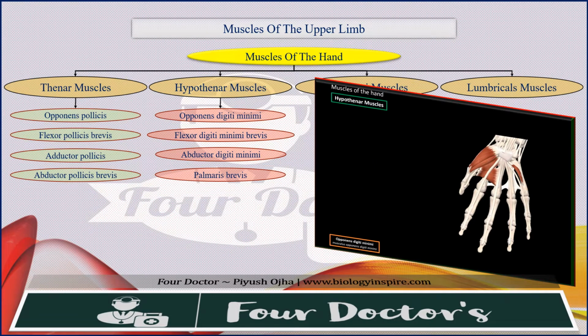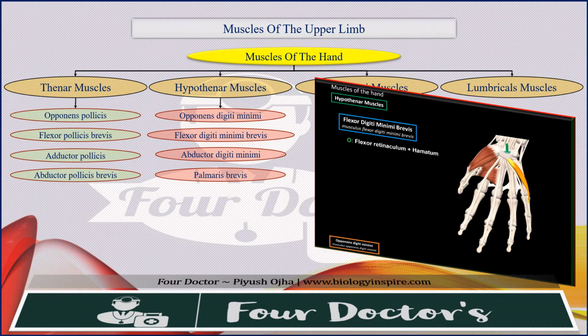Next we have the flexor digiti minimi brevis, which is this one. This muscle originates from the flexor retinaculum and the hamatum, and it inserts at the base of the proximal phalanx of the little finger. Its function is in its name, flexion of the little finger.